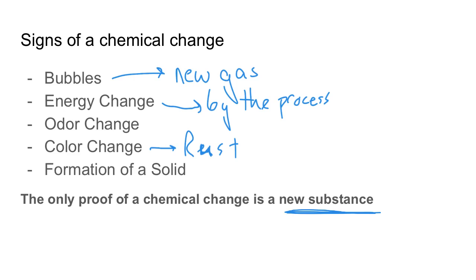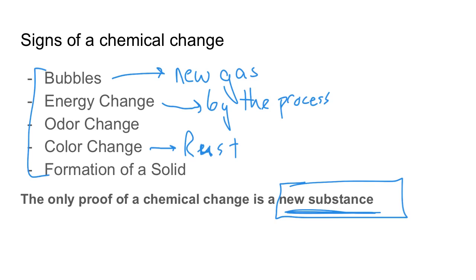And then the formation of a solid. That again would be we mix two things together, whether it's gas, solid, gas, and liquid, two liquids together, and we get some sort of solid being formed from that process. But again, you're going to want to know that a new substance is formed. These will give you an idea on whether or not a chemical change is happening, and then you can go and investigate on your own to make sure that it is a new substance formed.